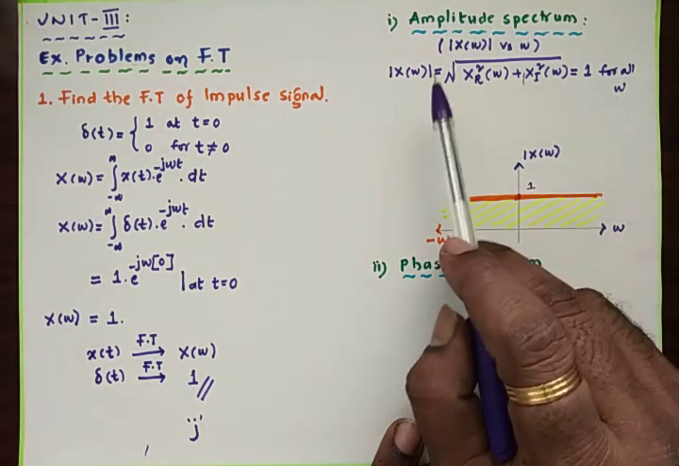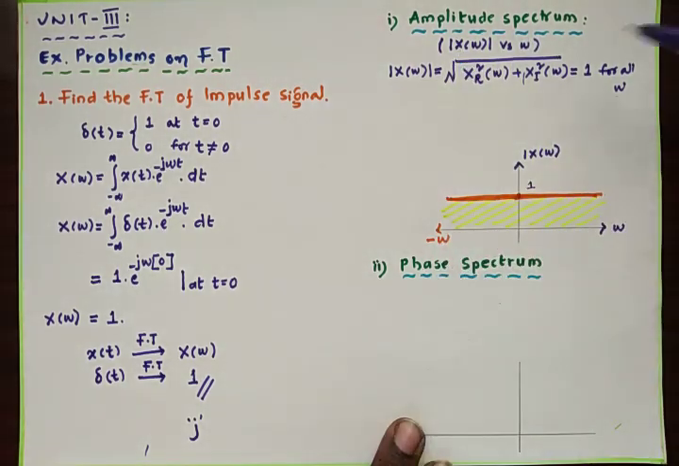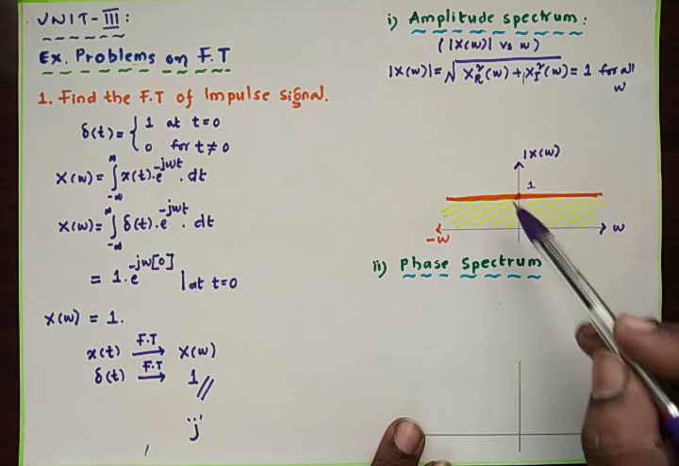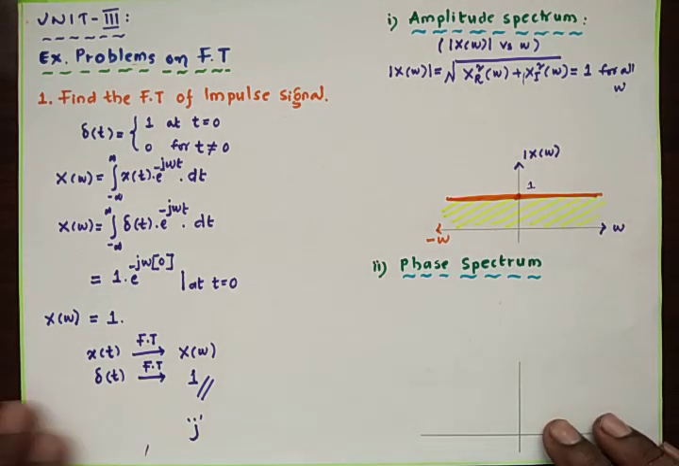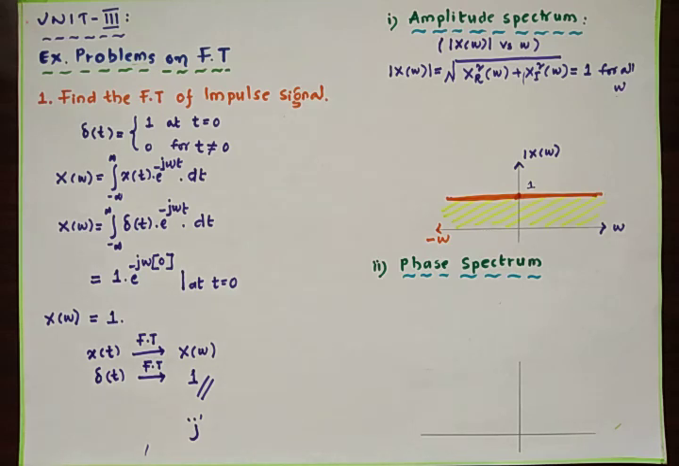Magnitude spectrum is nothing but a plot between the magnitude of X of omega versus omega. This is nothing but the amplitude spectrum, also called the magnitude spectrum. Next we have to plot the phase spectrum.